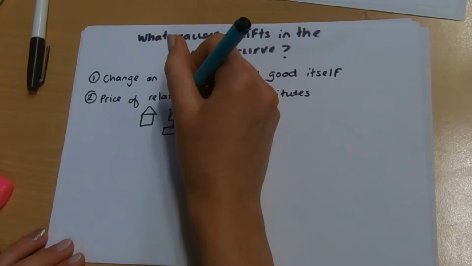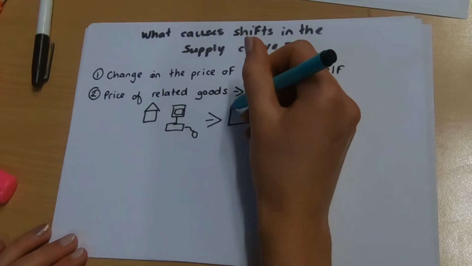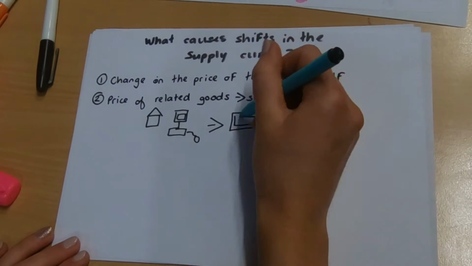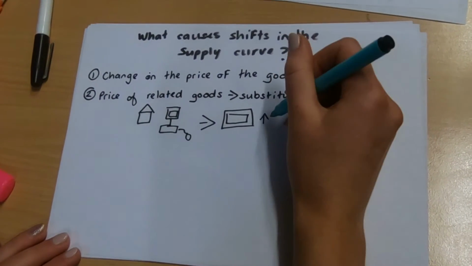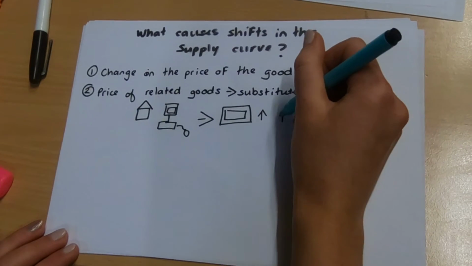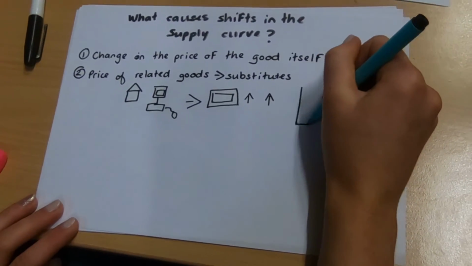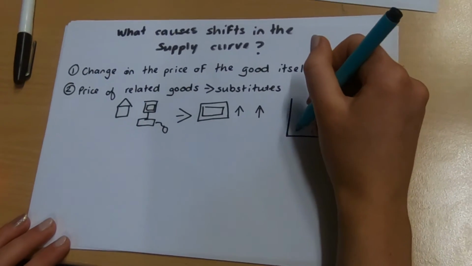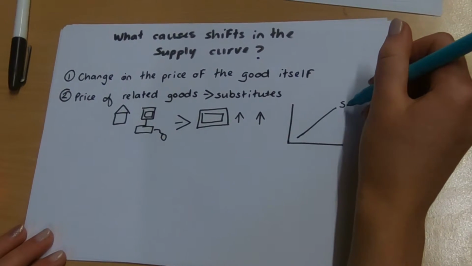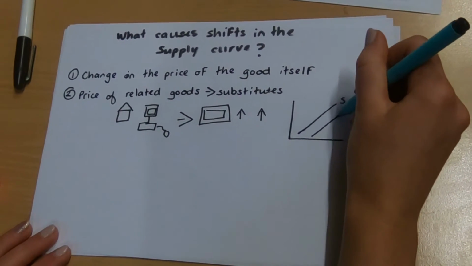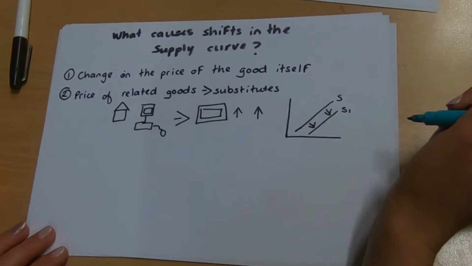may decide to move to producing tablets as the price of tablets increased, so therefore the supply of tablets is going to increase as well. This can be seen on this supply curve here. So the supply of tablets was here, and then it increased to S1 here.